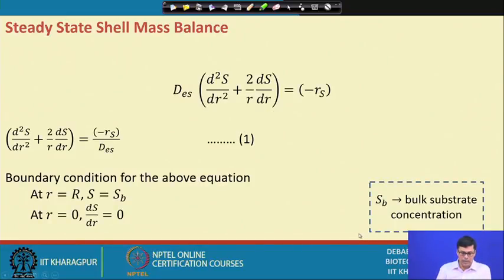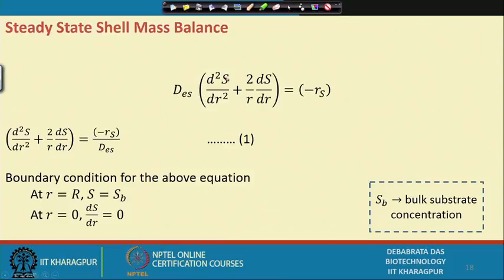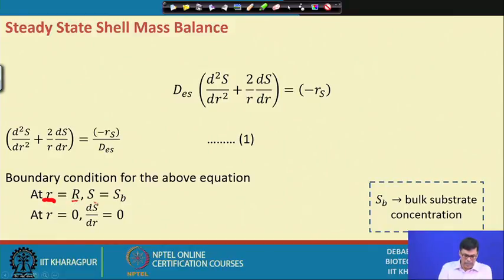Now, finally, we come across this equation of the steady state, DeS d2S by dr2 plus 2 by r dS by dr equal to minus r, and I can write this equation in this form. Then we can put the boundary conditions: at r equal to capital R, S will be equal to Sb, as we have seen. Here is the Sb and here is the S. So when r equal to R, then S will be equal to Sb. When r equal to 0, the rate of mass transfer will be equal to 0.